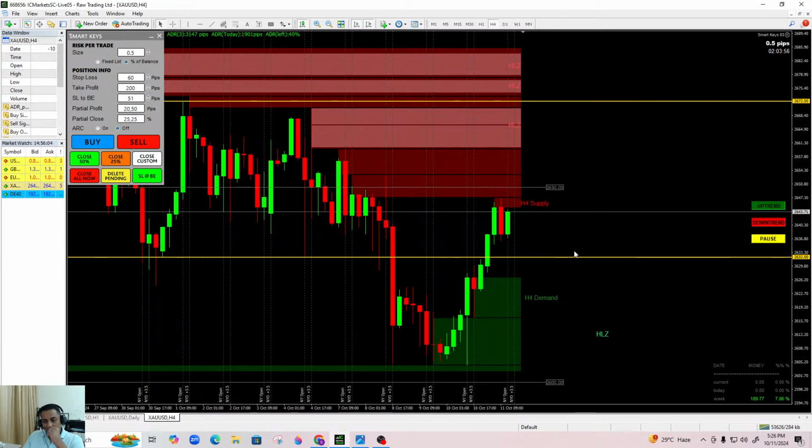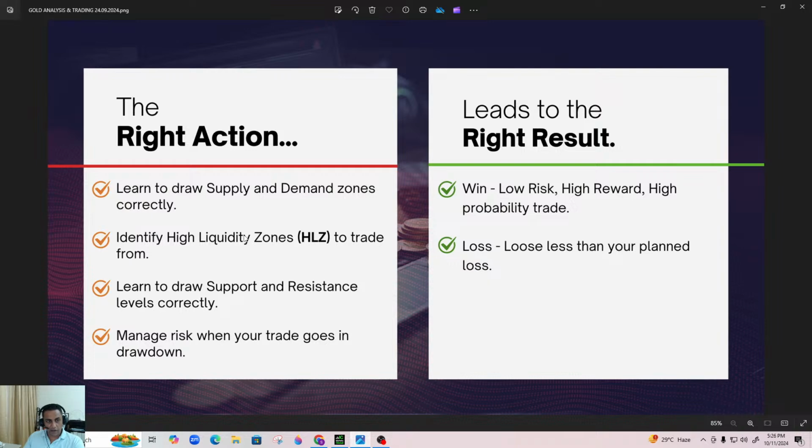But now that we've drawn our zones, I'm going to identify which of these are high liquidity zones, because this is the process that I follow every day. Draw supply demand zones correctly. Then identify high liquidity zones. That's step 2. And then after that, we get to drawing support, resistance levels. That is either just before I get into a trade or soon after, because I want to see where price is going to pause.